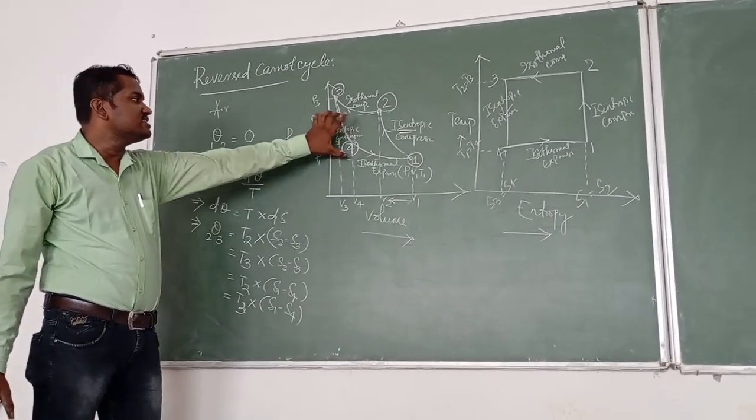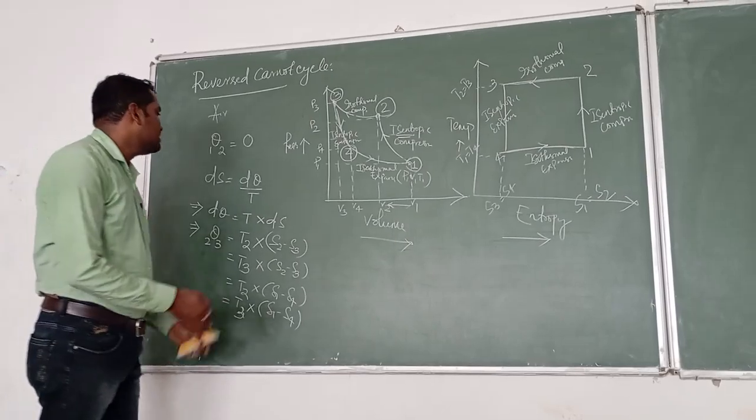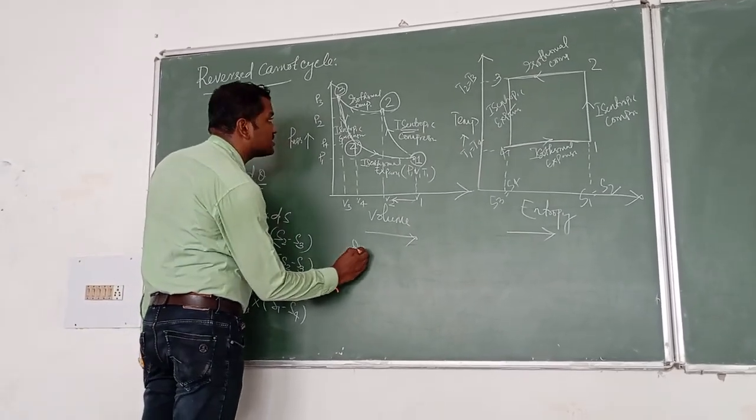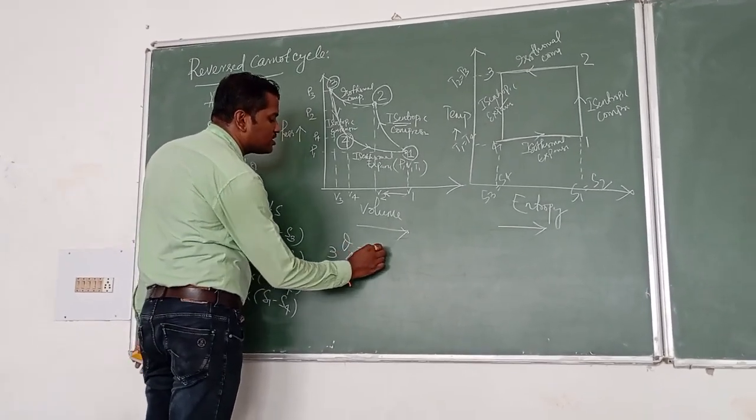Okay. So since it is an isentropic process, the heat transfer during the process Q3 to 4 is equal to 0.